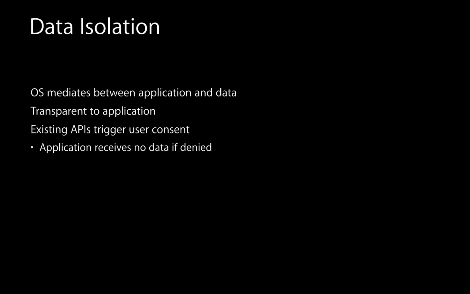All of the things that we've talked about so far form the principles for data isolation. For the developers who are new out there, data isolation is a technical design where the OS intervenes between an application and the user's data on behalf of the user. This occurs outside the address space of your process, however, it's completely transparent to your application. Just simply calling the existing APIs will help you gather consent and inform the user. If they decide to allow the application to access the data, you'll get data back. And if they don't allow access, then you will receive nothing back.